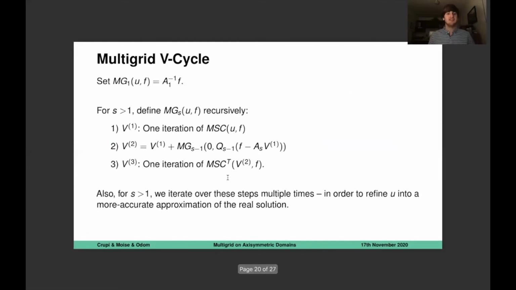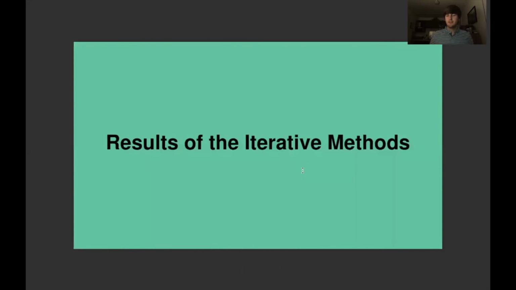So next, I've just written out the Multigrid V-cycle algorithm, which unfortunately I don't have time to get into all of the steps here, but for anybody interested in applied math, I would totally recommend looking into it. So next, let's take a look at some of the results we got when we applied multigrid to the system of equations that came from the Fourier finite element methods.